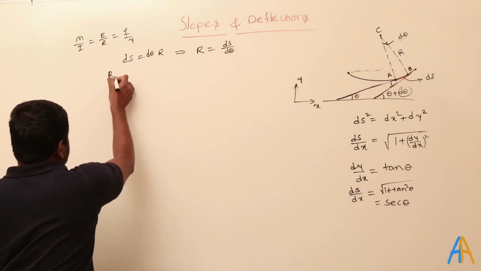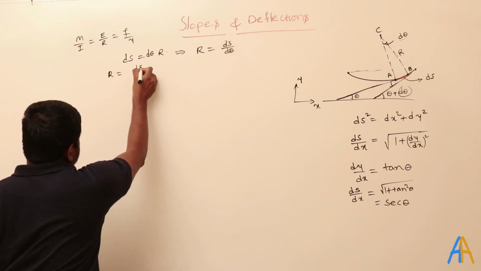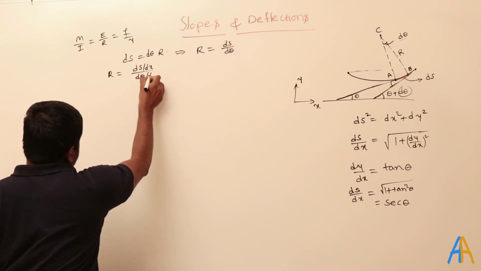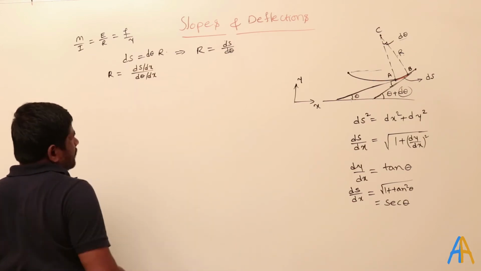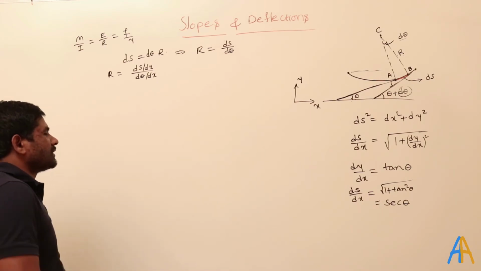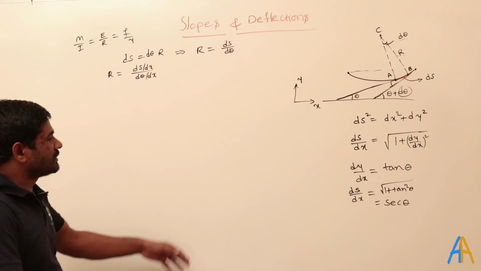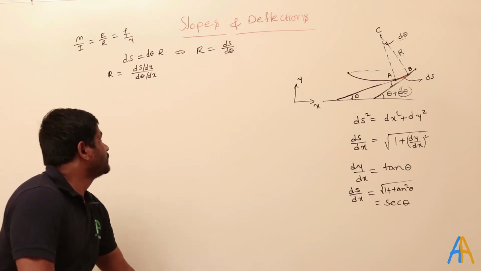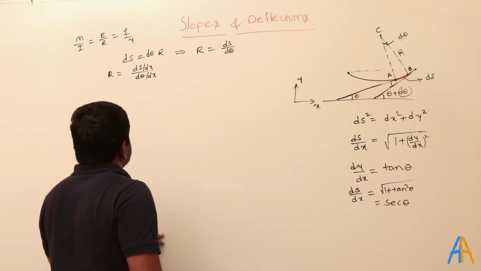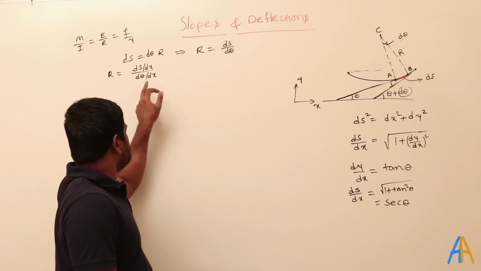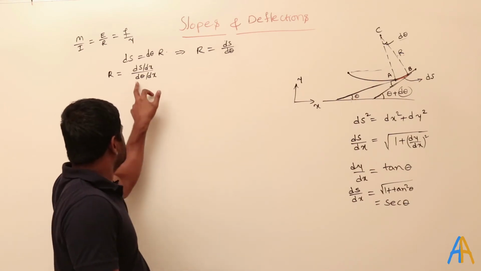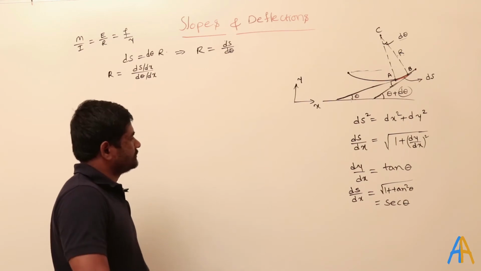So here r again I can write as ds divided by dx, divided by d theta divided by dx. I divided with dx. Finally we want to derive a relation in terms of x and y. That is why I am doing all this. So ds by dx divided by d theta by dx. Why? Because dx will cancel and finally you will get ds, and here this is the thing.